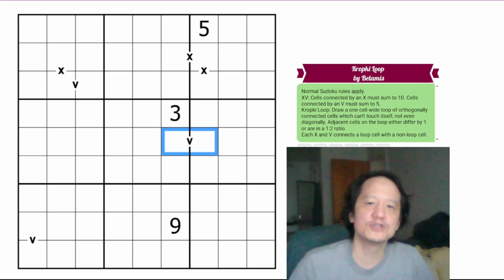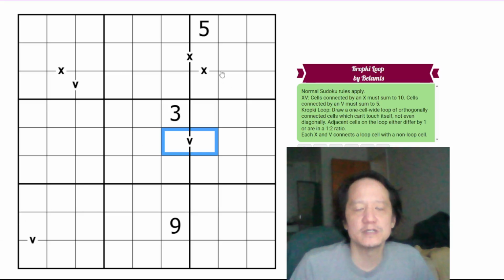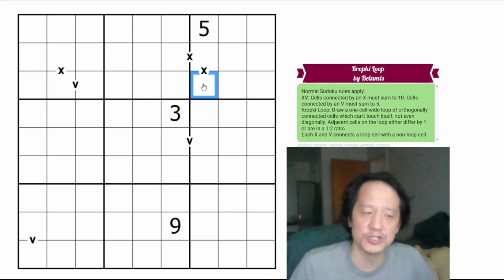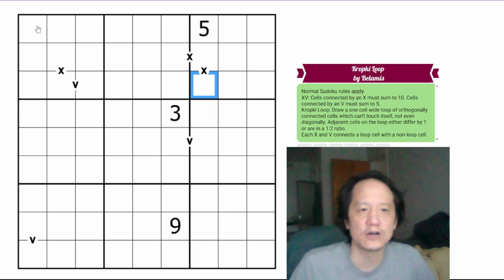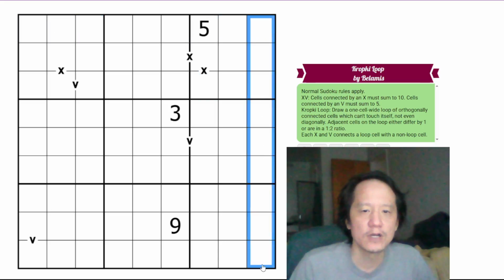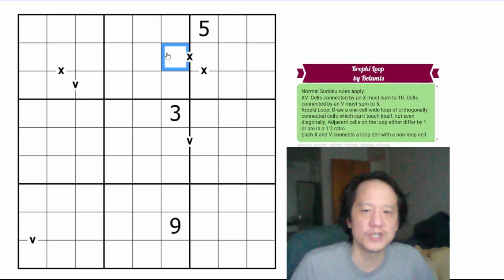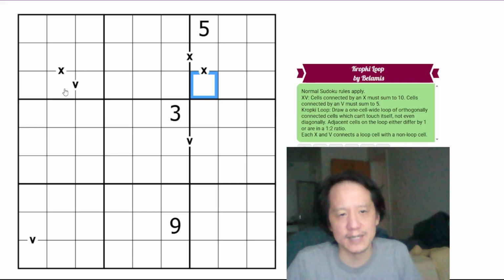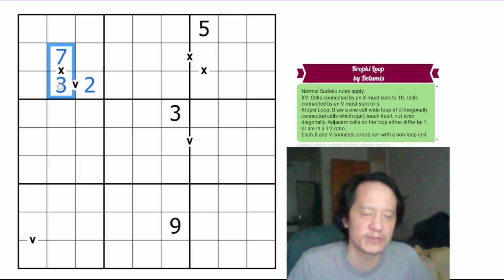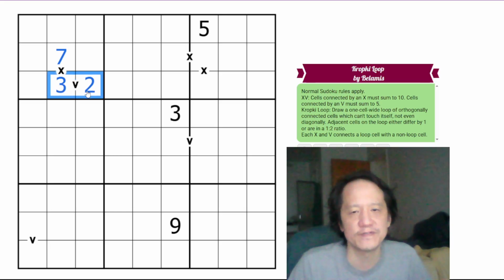Normal Sudoku rules apply, which means in every cell in the grid, place a single digit from 1 through 9, such that there are no repeats in any row, column, or designated 9-cell region, which is a box. We also have XV clues, where cells separated by an X must sum to 10, and cells separated by a V must sum to 5. So as an example, if this were a 3 here, this would have to be a 7, and this would have to be a 2, because these digits must add up to 10, and these digits must add up to 5.